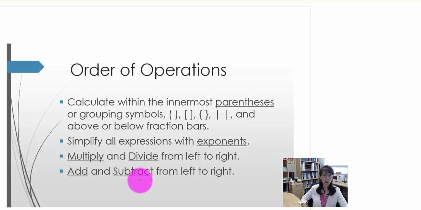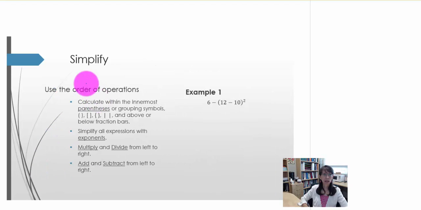So you've probably heard about that acronym PEMDAS. We have P for the parentheses and other grouping symbols, E for exponents, M and D for multiply and divide, and finally A and S for add and subtract. So now you know where PEMDAS comes from. Let's take a look at our first example and we'll apply the order of operations.